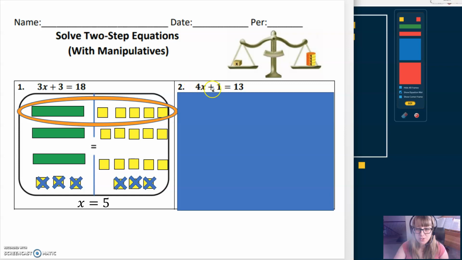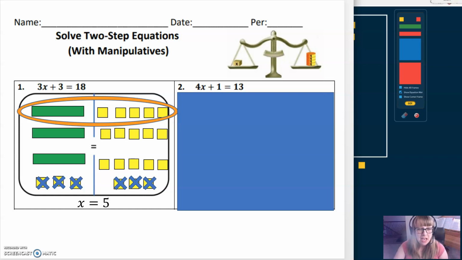4x plus 1 is equal to 13. Go ahead and pause the video, set up your own virtual algebra tiles, and see if you can give that one a try. See if you can figure out how to solve it on your own. I'll show you the answers in a second, but I want to see what you can do on your own first. Pause the video now.